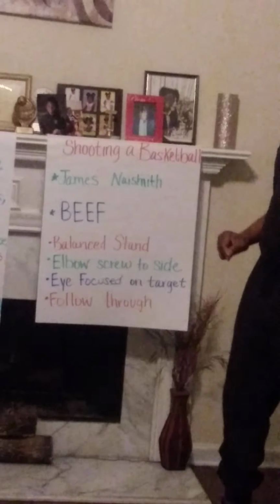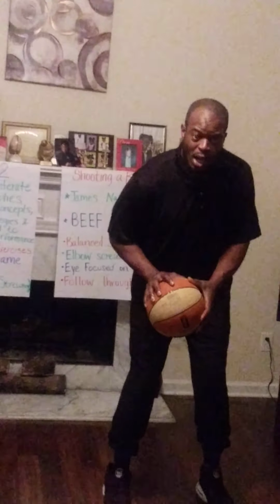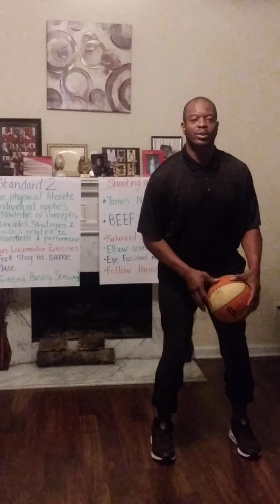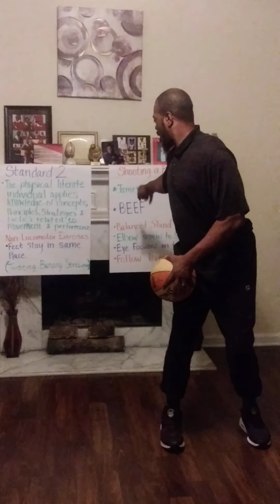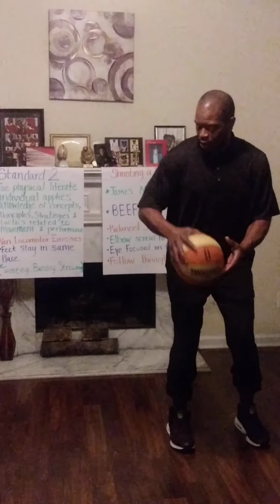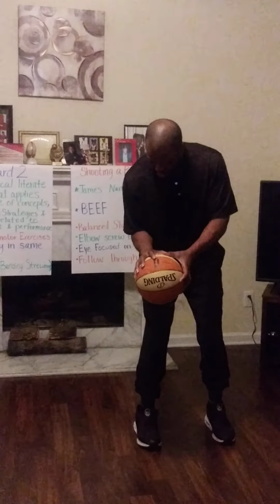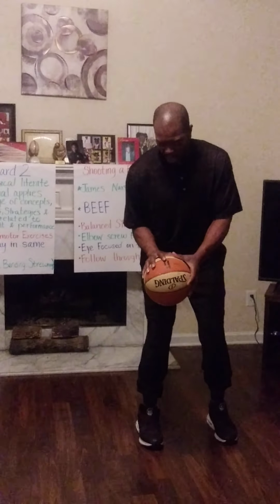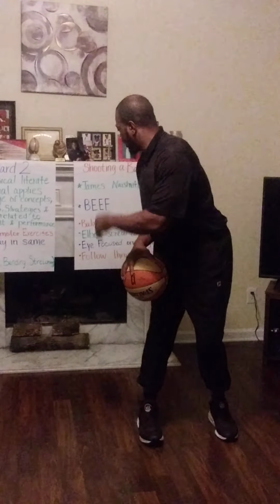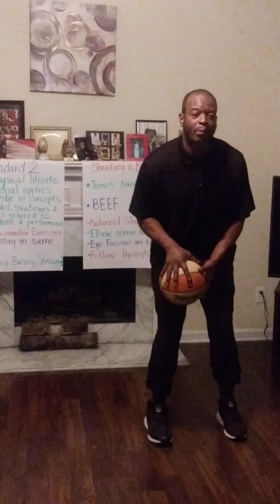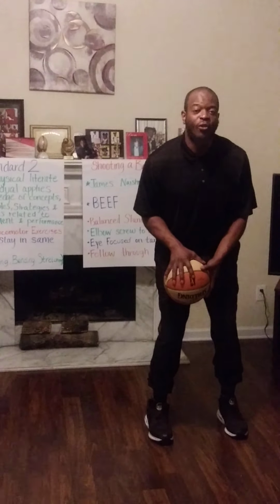Now, what does that mean, Coach Freeman? When we're getting ready to shoot this basketball, we want to make sure that we have a good balanced stance. I'm bending at my ankles, my knees, and my waist. My shoulders are square, my chest is up. Now, that's for balance. The first E stands for elbow. I want to make sure that the elbow of my shooting hand is tucked tightly to my side. The next E in BEEF stands for my eyes. I want to make sure that my eyes are focused on the basketball goal. And then the F is for follow through.